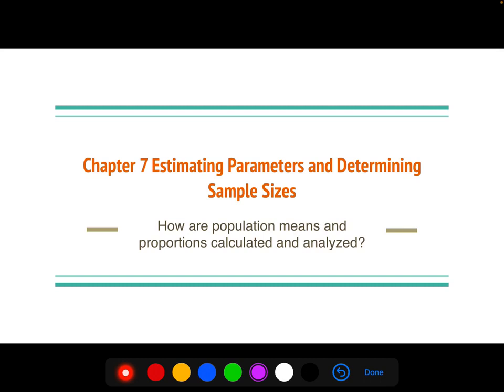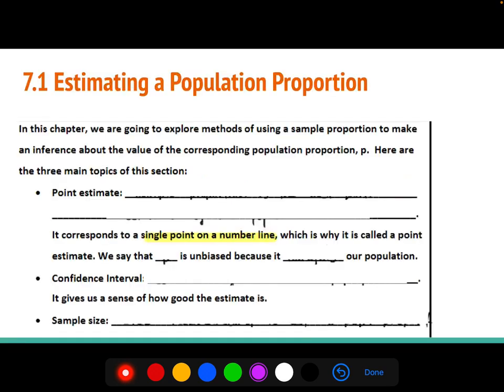Guys, welcome to chapter 7 where we're going to estimate parameters and determine sample sizes. So we're going to see how we can calculate population proportions and population means and analyze them. So a little bit about estimating a population proportion, and then the next section will be estimating a population mean.